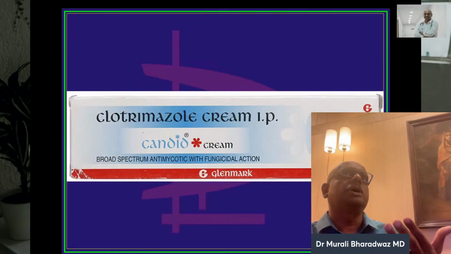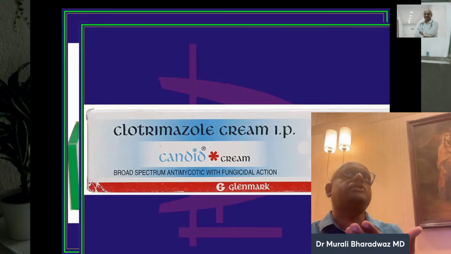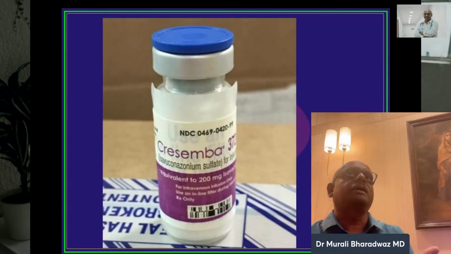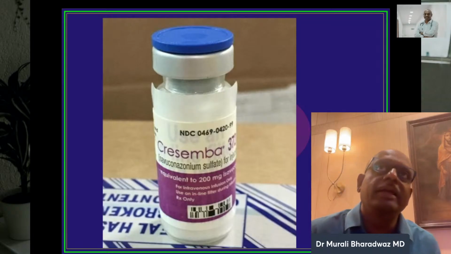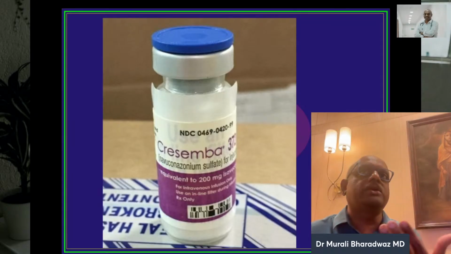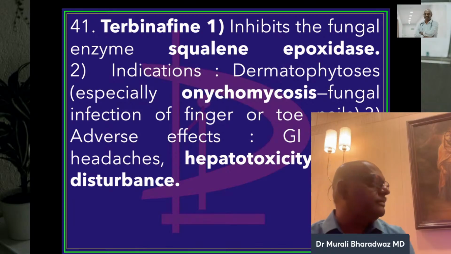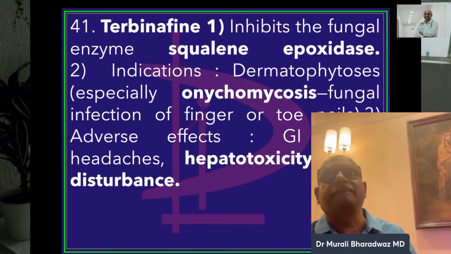So these are fluconazole, itraconazole, clotrimazole, miconazole, voriconazole, right? And isavuconazole, Cresemba. Now, terbinafine is the next one.